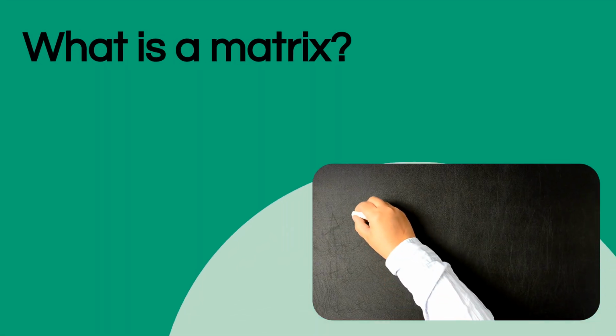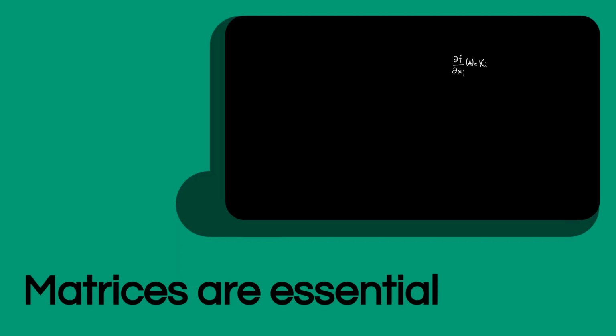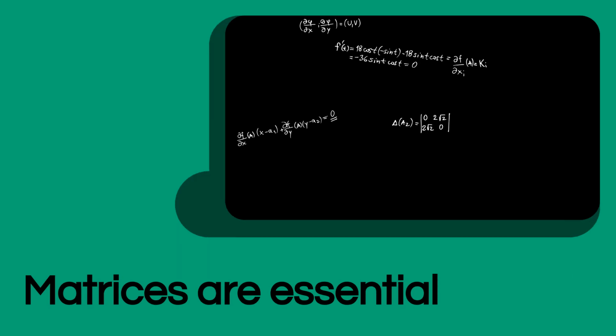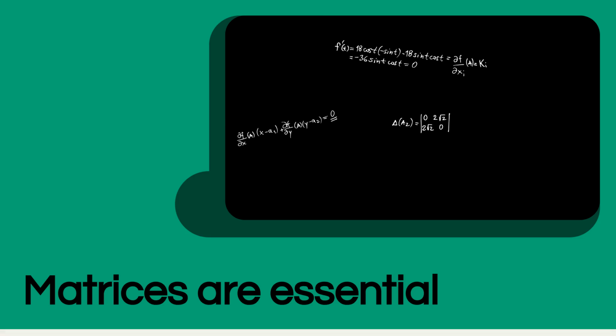In simple terms, a matrix is a rectangular array of numbers or expressions arranged in rows and columns. In MATLAB, almost all data is represented in the form of matrices or arrays. They are the foundation for data manipulation and calculations.